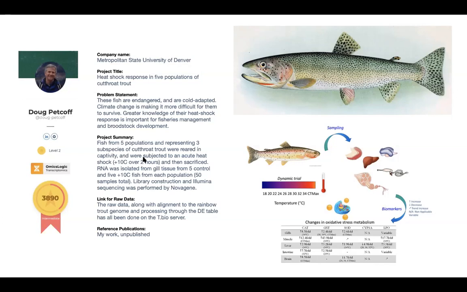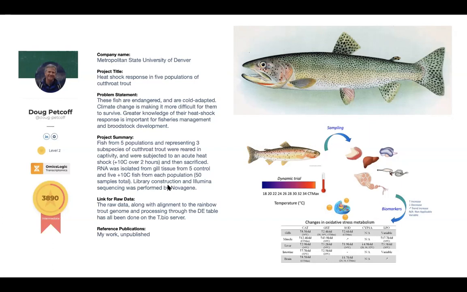And then you have different temperature levels, and, oh, okay, so you have 10 fish from each population. So these are the 5 populations. So how does that divide into the 3 subspecies? Right. So 3 of the populations are of the same subspecies, and then there are 2 other subspecies that are represented as well.